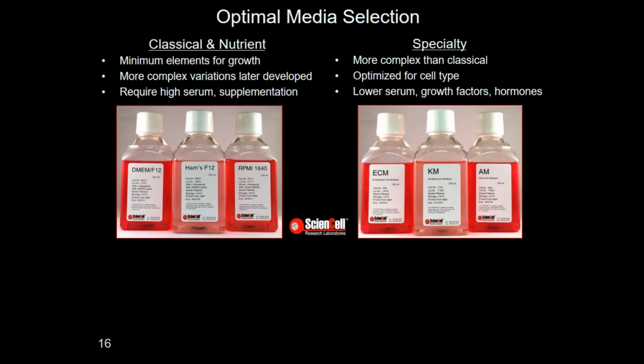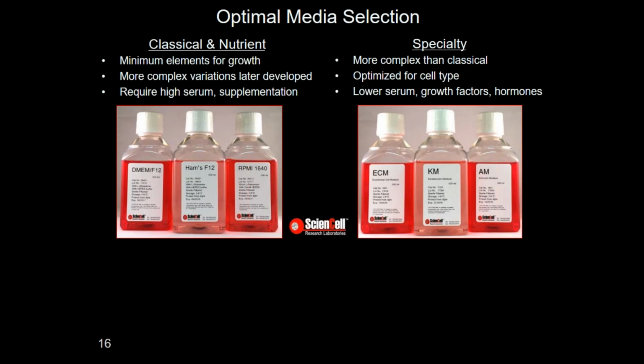There are many different types of commercial culture media that are available, including classical, nutrient, and specialty. Classical and nutrient were the first media developed to grow cells ex vivo and were crucial for early studies in cell biology. Many variations of these media have since been developed and are now used with a broader range of cell types and with great success with cell lines. Classical and nutrient media on average contain about 30 to 50 components and may require supplementation with high concentrations of serum.